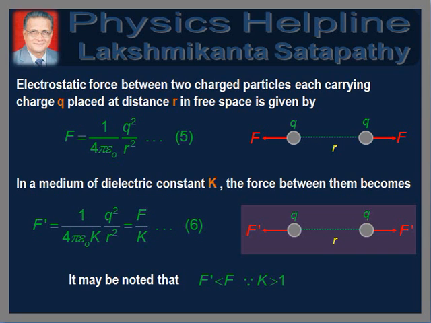Now, the electrostatic force between two charged particles, each carrying charge Q, placed at a distance r in free space is given in equation 5. When the charges are placed inside a medium of dielectric constant K, the force between them reduces to F dash given in equation 6. It may be noted that F dash is less than F as the value of K is equal to 1 for free space and greater than 1 for any other medium.